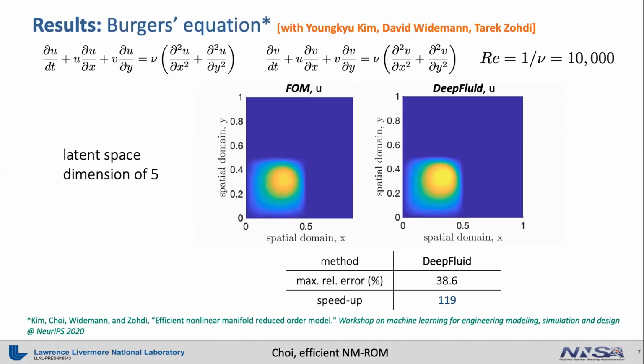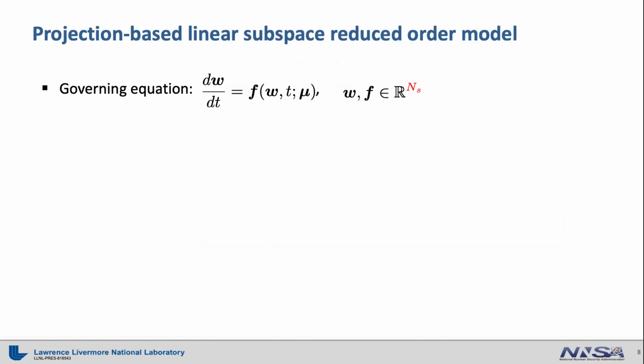This might be good enough for animations or digital graphics, but it is a bit too large for scientific application. So for a better accuracy, we need to incorporate the existing first principle or the equation of states in our model. One way of doing this is to use the projection-based reduced order model.